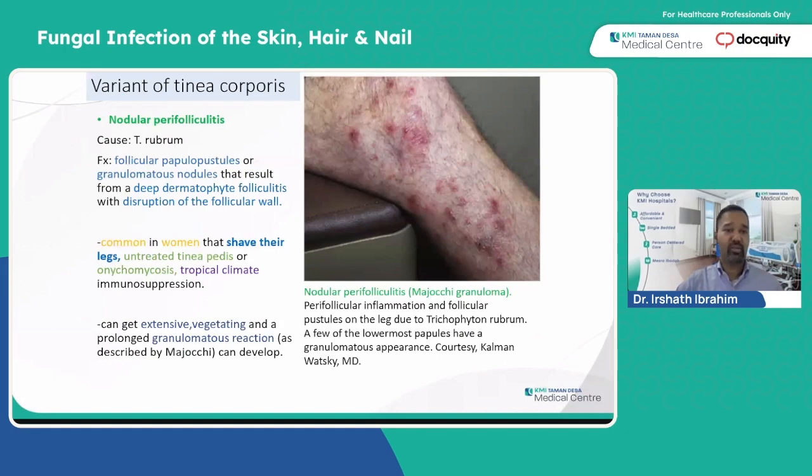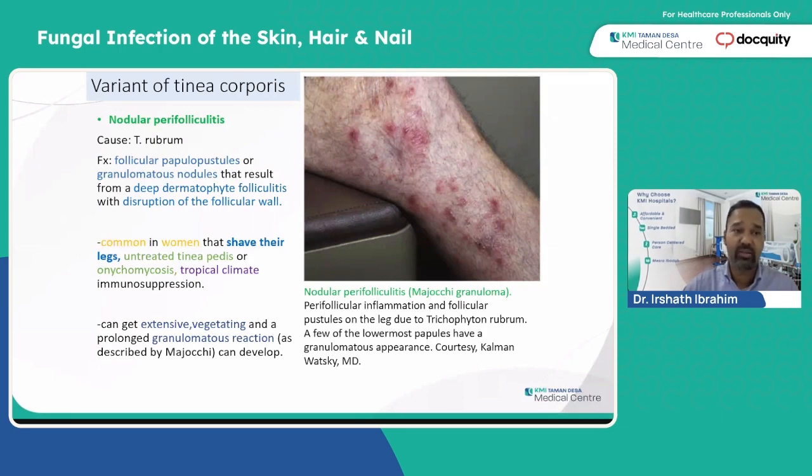So there are a few variants of Tinea corporis. The first one I'm going to go through is nodular perifolliculitis, which is due to the same dermatophyte, Trichophyton rubrum. This usually tends to occur in women, or maybe not just women, anyone who shaves their legs, and they tend to develop folliculitis such as this. This folliculitis is not bacterial; it is due to fungal Trichophyton. The nodular perifolliculitis that develops is typically due to untreated tinea pedis or untreated onychomycosis that is left too long or not treated adequately.